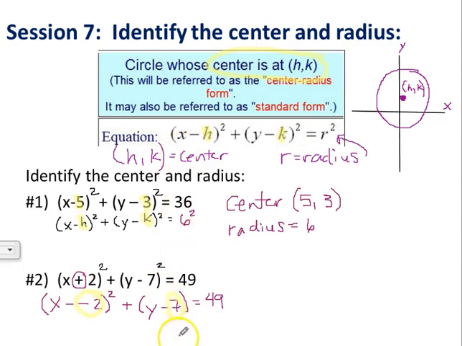Remember that minus sign doesn't belong in front of that 7. That's just the part of the standard equation of y minus k. So in this case, your center of this circle is going to be at -2, 7. And the radius, well, we've got the equation equal to 49. Remember, if we take the square root of 49, because look up here, the equation is always given as r squared. So if you take the square root, you're going to get 7, which means the radius is 7.